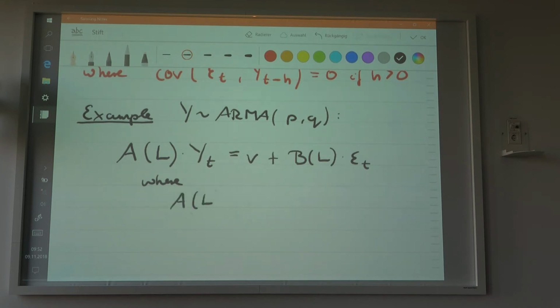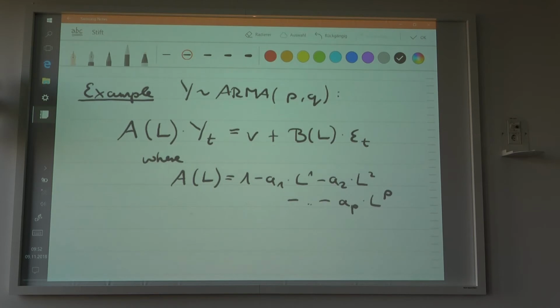Where the lag polynomial of the autoregressive part is as we have considered, so this is going to be 1 minus a1 times L to the power of 1, minus a2 times L to the power of 2, minus and so forth, until we have minus a_p times L to the power of p.